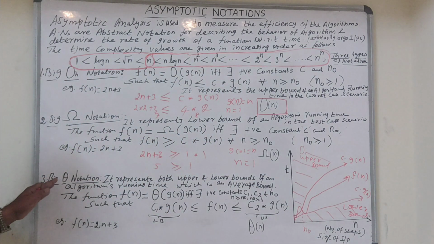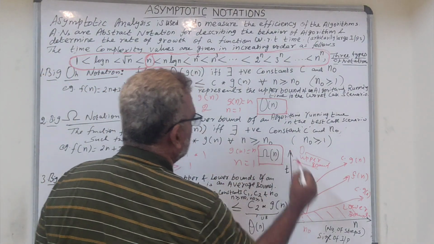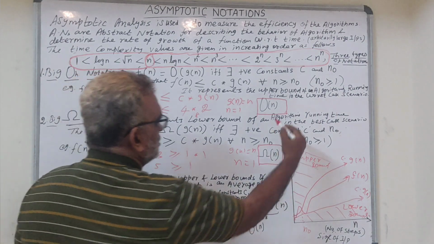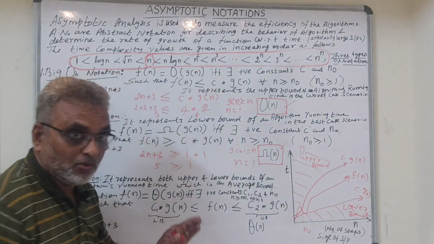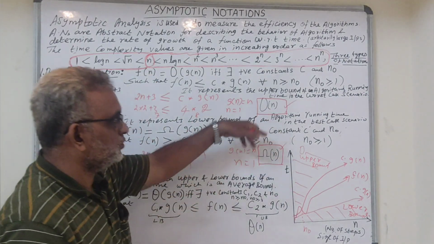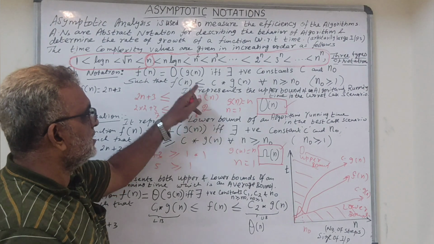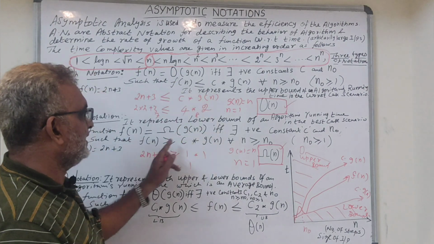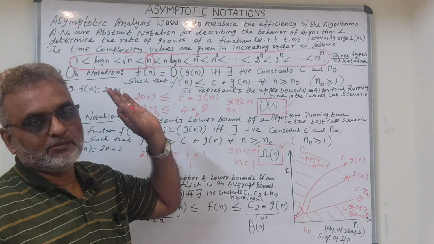So the next one is the big theta notation. So this is big omega of n, and this is big O of n. In both the cases you have to remember one thing: this is a minimum value, because we are using the condition less than or equal to here and greater than or equal to there. So automatically n comes here.